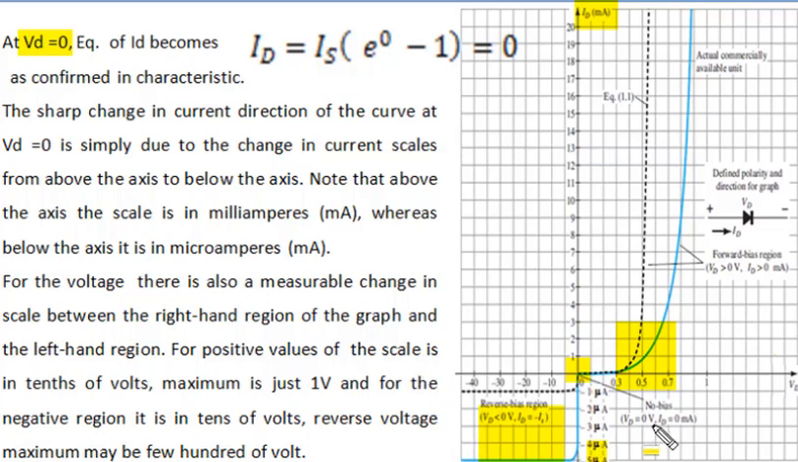The voltage in the right hand region has a maximum of 1 volt, that is, the junction has a maximum of 1 volt. It cannot bear more than 1 volt, but in the negative region it is in tens of volts, that is minus 10, minus 20, and it can be a few hundreds of volts also. And we can see that the reverse breakdown voltage can be a maximum of a few hundreds of volts also.